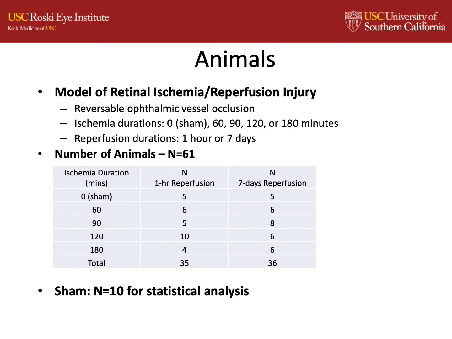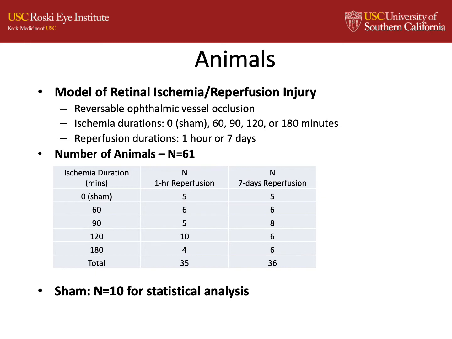The model of retinal ischemia reperfusion injury that was used in our study was a reversible ophthalmic vessel occlusion in rats. In one eye, we used a clamp to occlude the ophthalmic vessels to cause variable durations of ischemia between 60 and 180 minutes. Then we removed the clamp to resume blood flow to the eye and let reperfusion occur for durations of 1 hour or 7 days.